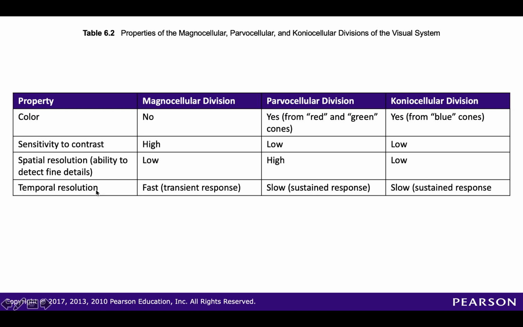As far as temporal resolution, this refers to how quickly the cells adapt to what they're seeing. The parvocellular and coniocellular divisions have slow, sustained responses. This is most evident in that example where you look at the white plus on the apple that is initially on the page shown as a green apple with a reddish purple leaf.